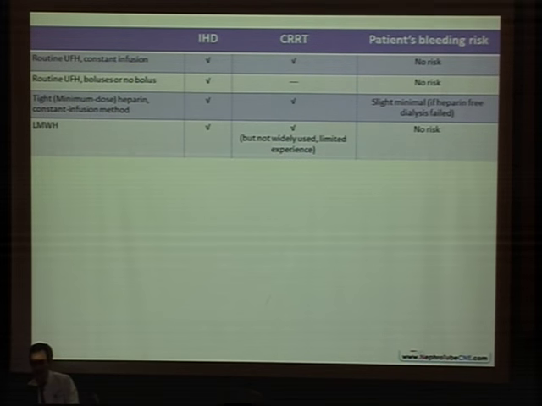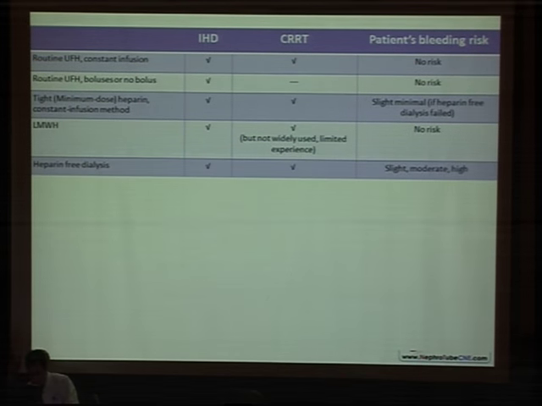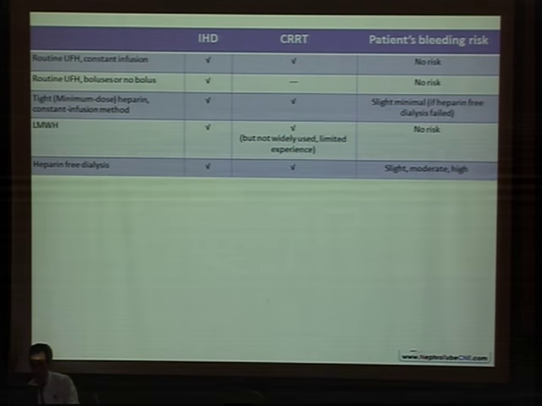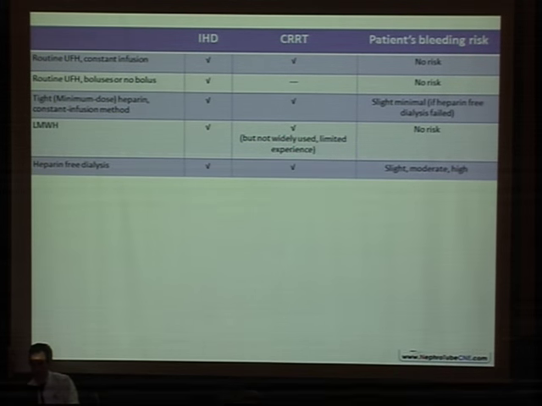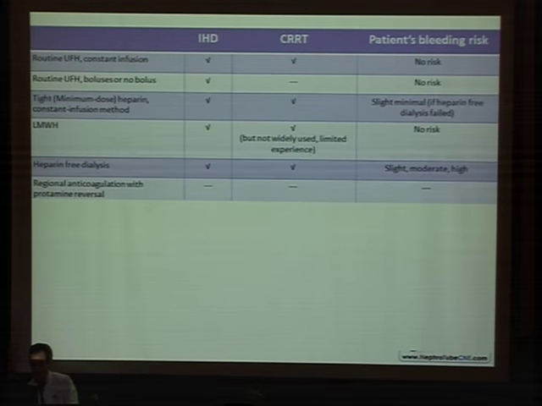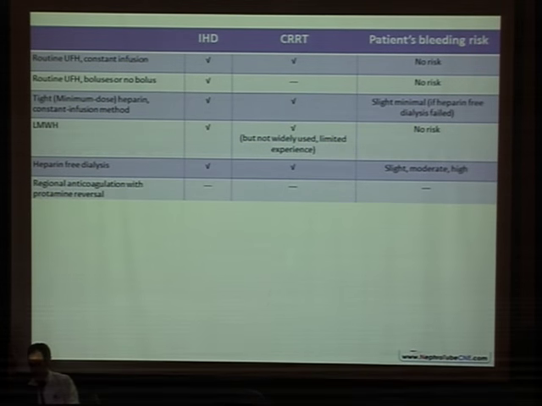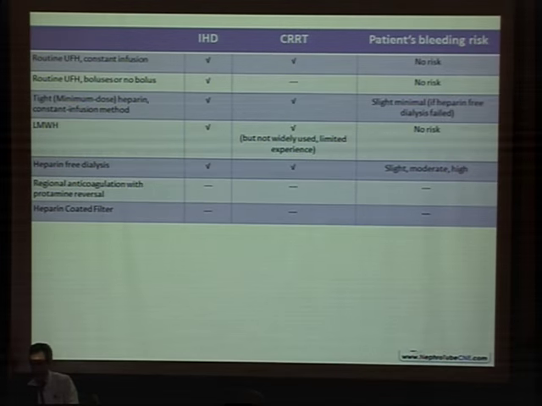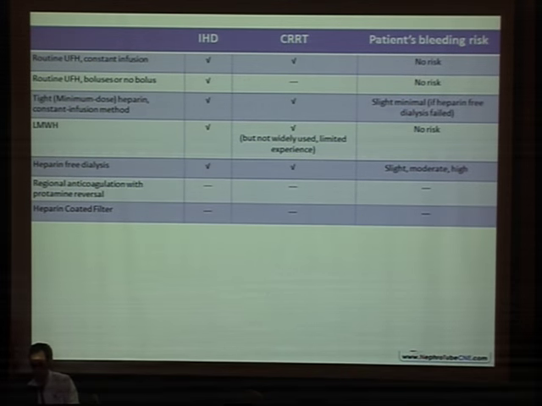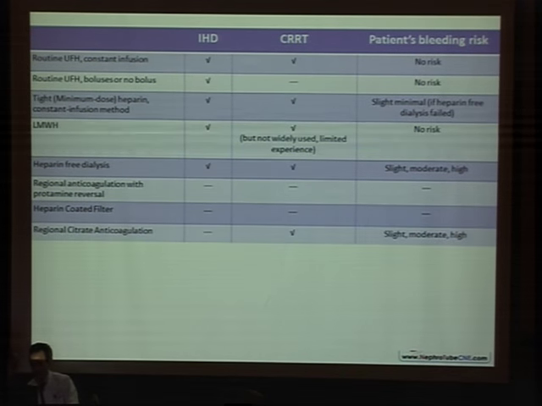Low molecular weight heparin can be used in intermittent hemodialysis and CRRT, but it is not widely used in CRRT and there is limited experience. It is important that the patient has no risk for bleeding. Heparin-free dialysis can be used in intermittent hemodialysis and CRRT, with any risk of bleeding, slight, moderate, or high. Regional anticoagulation with protamine reversal is not used anywhere. The heparin-coated filter is under experimental studies and is not recommended.